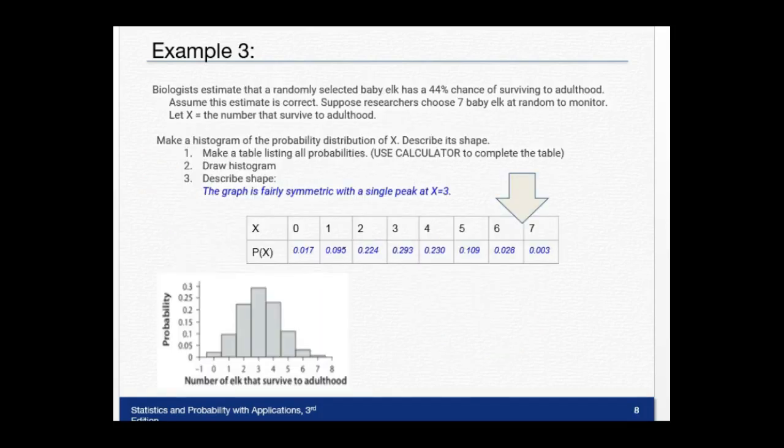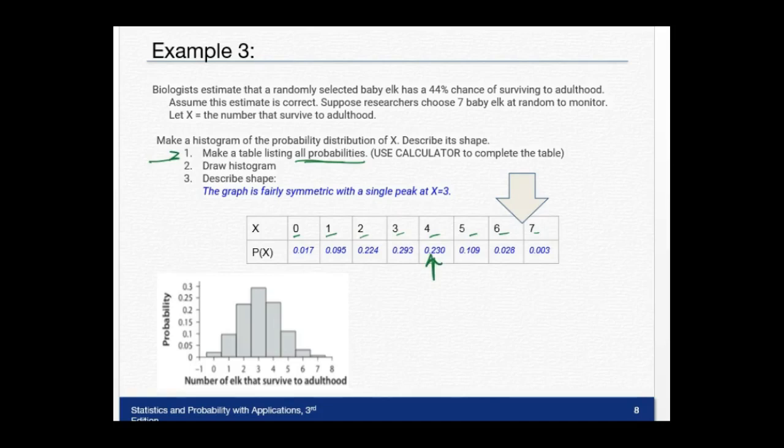Next part of the question, same scenario with the baby elk, all right? The question says, make a histogram of the probability distribution of X. Describe its shape, okay? So the first thing you have to do is make a table of all the probabilities, okay? We had 7 elk. So 0 survived, 1 survived, 2 survived, 3 survived, 4 survived, 5, 6, and 7, okay? Now we have to figure out these probabilities. Well, that's what I just showed you how to do in the calculator. On the previous slide, I showed you how to find where X is 4, okay?